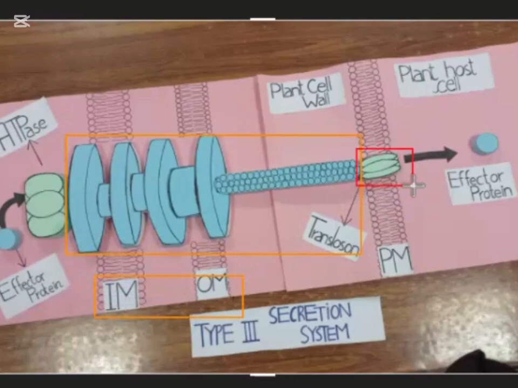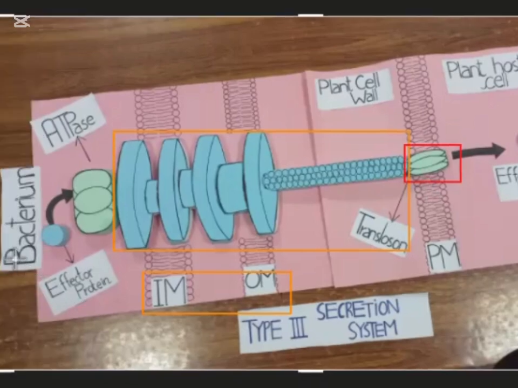It will form after detecting the host cell, and when the pore complex forms, an effector protein, that is a disease-causing protein or virulence protein, will enter the host cell. This is the effector protein, the virulence protein. It has the ability to cause disease in the host cell. How it causes disease, how it will suppress the immunity of the host cell, is still unknown. And after forming a pore complex, it will enter the host cell by the use of ATPase enzyme.